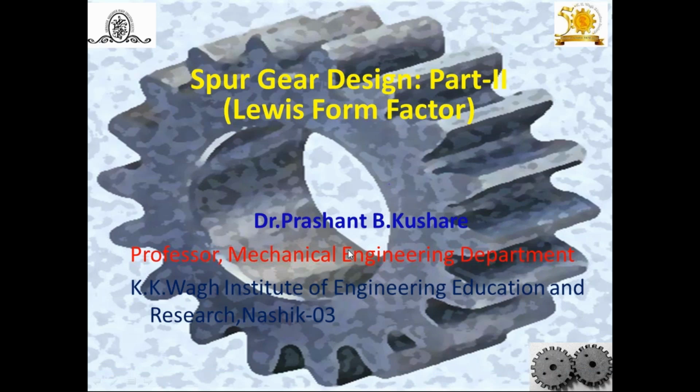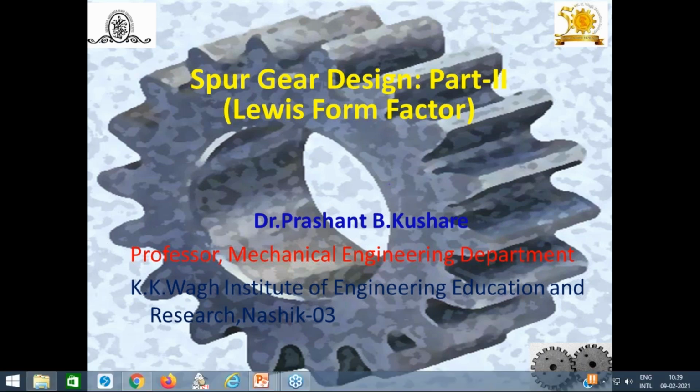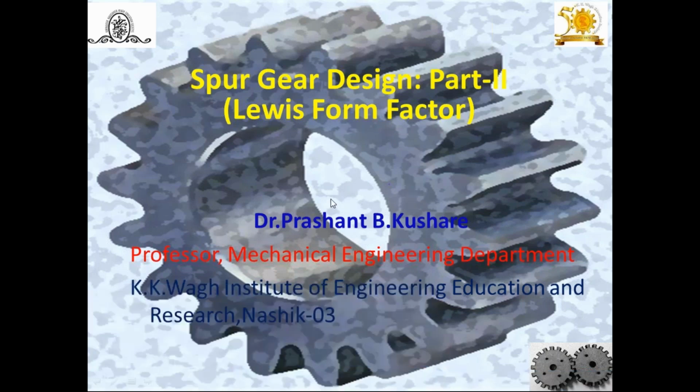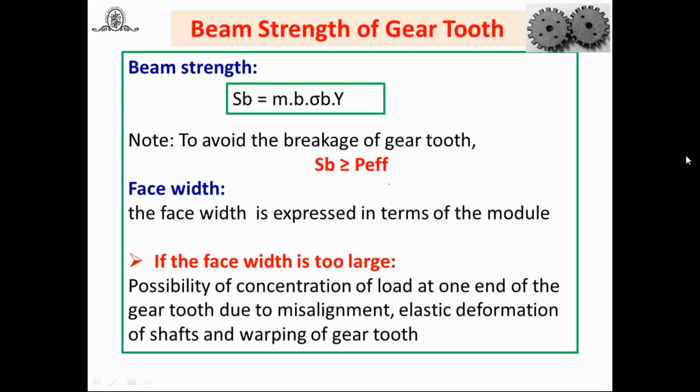Lewis form factor. Now let us see, in the beam strength equation, S_B is equal to m into b into sigma_b into Y. Y is the Lewis form factor. And what is its significance in spur gear design? That we are going to see in this session. Okay, now let us see here.